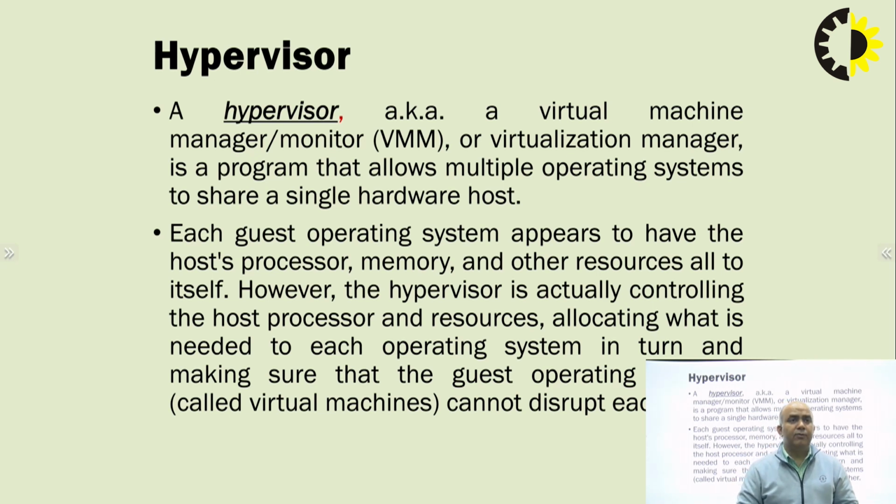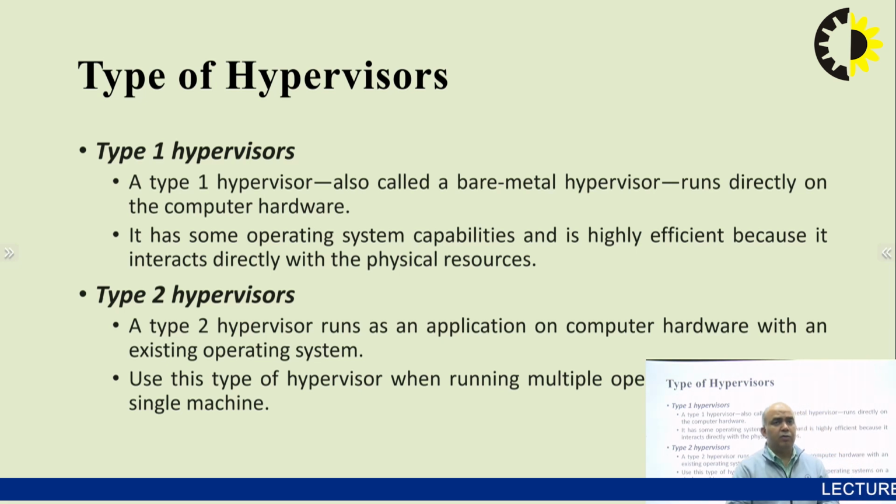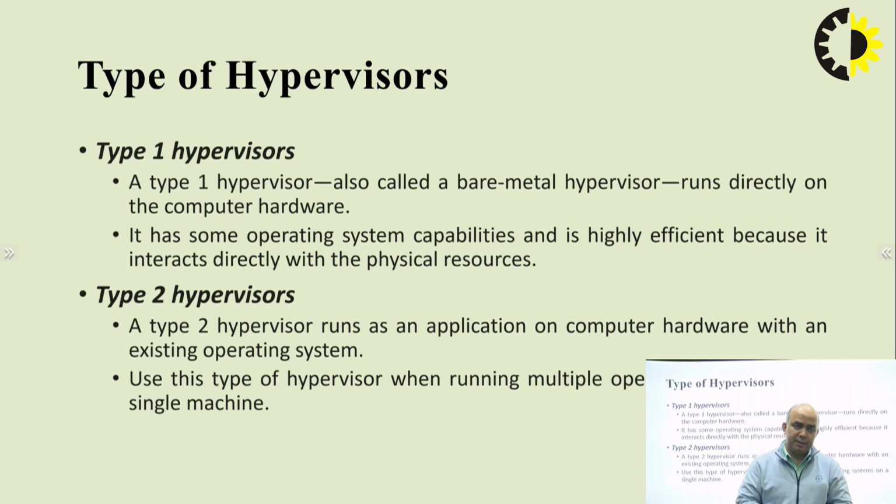There are generally two types of hypervisors, type 1 and type 2. Type 1 hypervisors are also called bare metal hypervisors. It means they run directly on the hardware of the system. There is no operating system installed. You can create a virtual machine directly on any given hardware. In this type of hypervisor, the virtual machines interact directly with the physical machine.